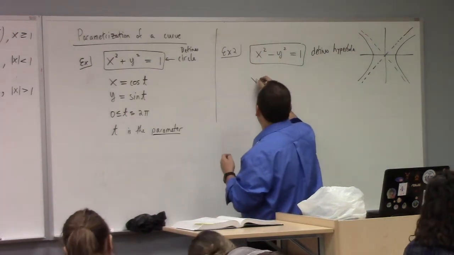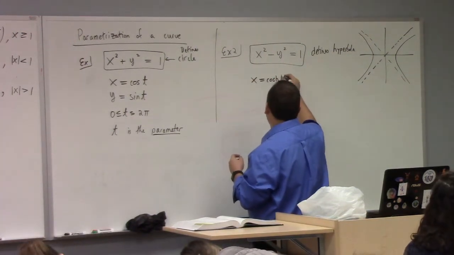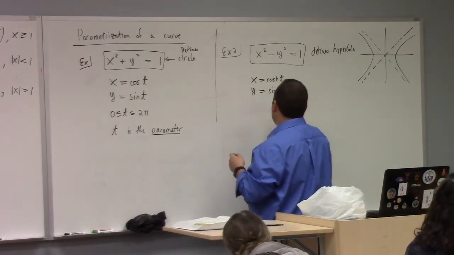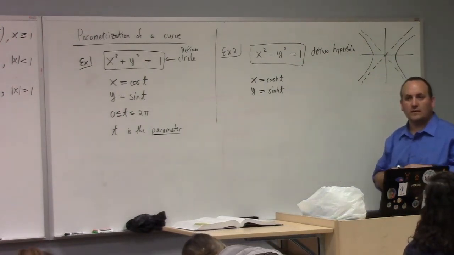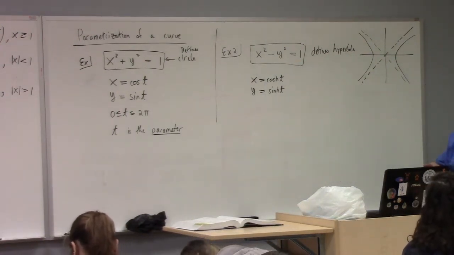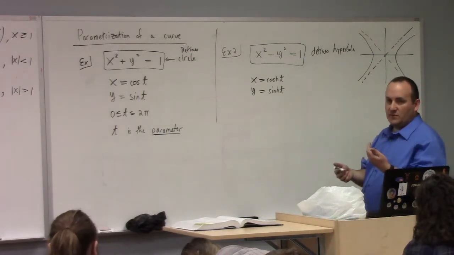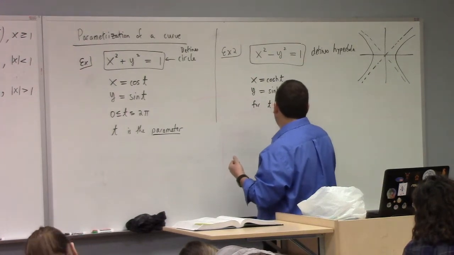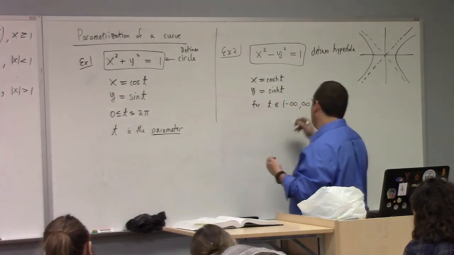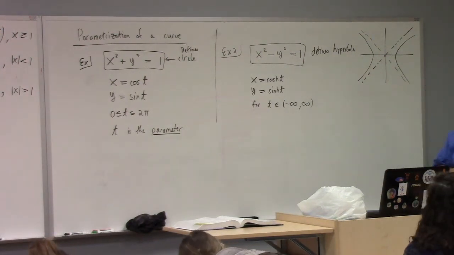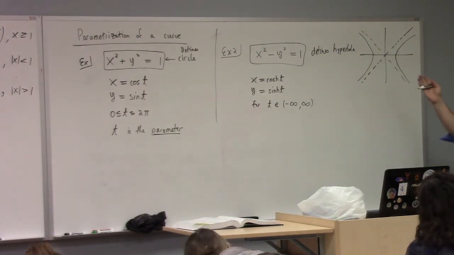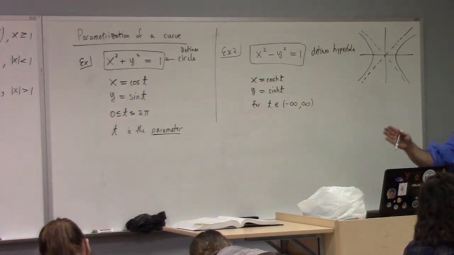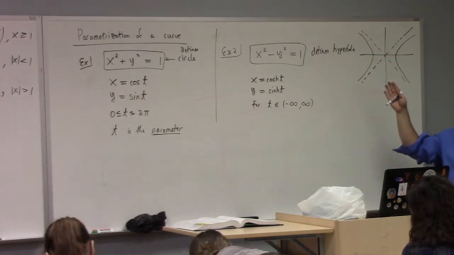Guess what? If I write down x equals cosh t, and y equals sinh t, you can check. And here, what should t range over? You can choose whatever you want. I'll choose the whole real line. Do those parameterize the hyperbola? Plug them in. Cosh squared minus sinh squared is 1. So these parameterize the hyperbola.